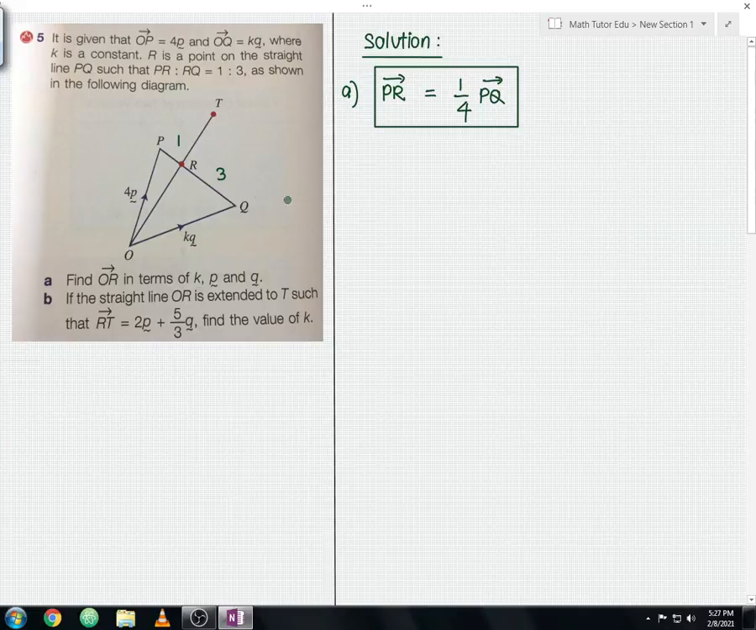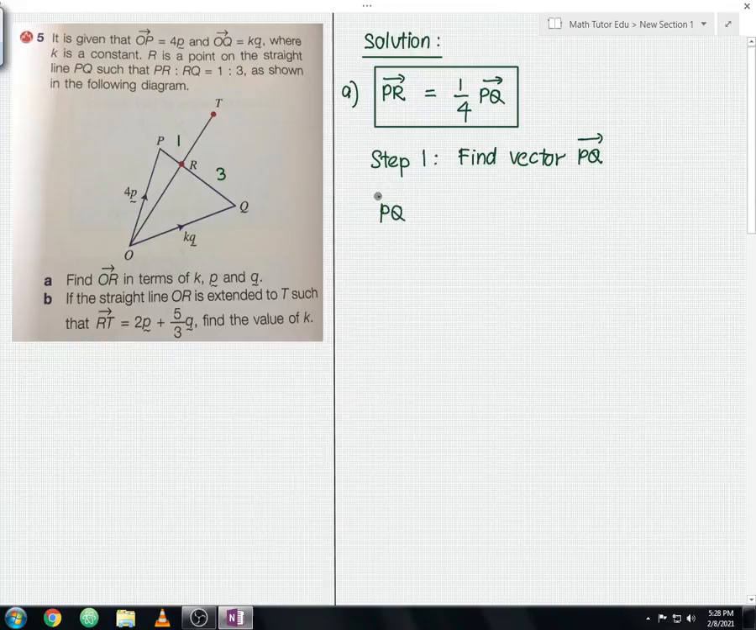PQ first. Okay, so step 1, find the vector PQ. To find vector PQ, we're going to use the addition of vectors involving the vector PO plus OQ.